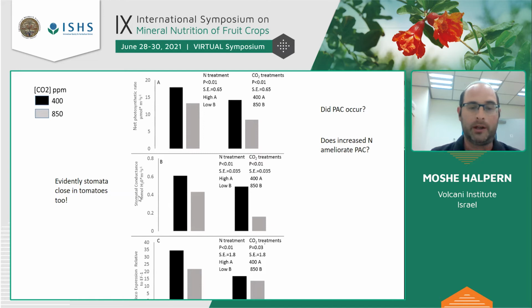You can also look at the stomatal conductance, as we saw in the lemon trees. In tomatoes, it happens too, right? You see that the stomatal conductance goes down. The stomata have been closing because of elevated carbon dioxide. And you can look at the Rubisco expression, and you can see that the Rubisco expression falls when you grow something in elevated carbon dioxide.